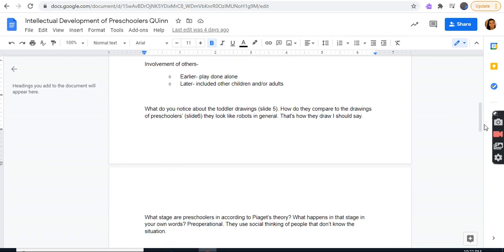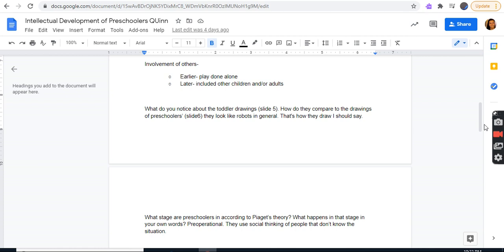What do you notice about the toddlers' drawings? How do they compare to the preschoolers' drawings? They look like robots in general. That's how children's creativity looks. That's how they draw, I should say. What stage are preschoolers in according to Piaget's theory? What happens in that stage in your own words?